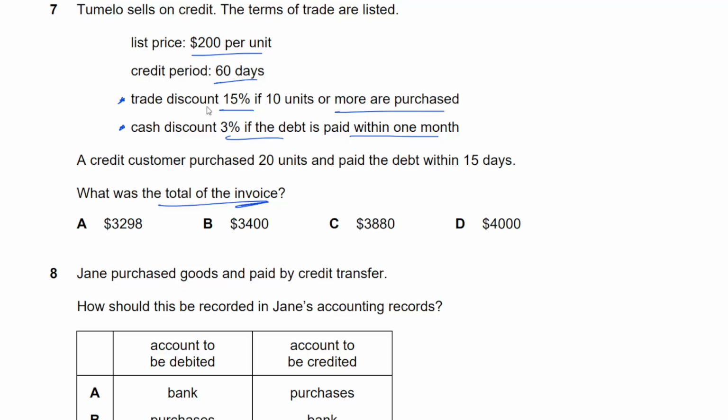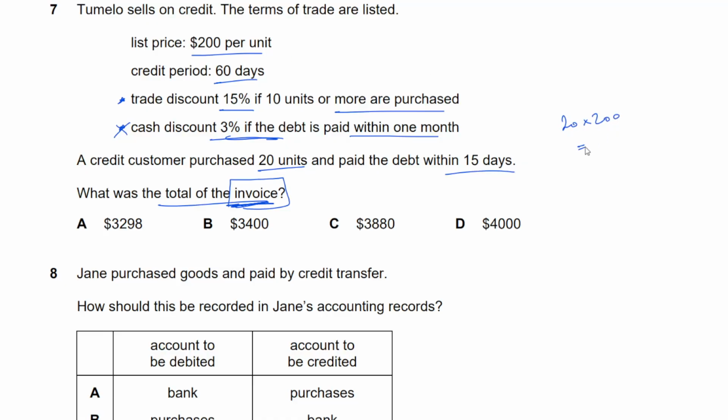Invoice. So this, although the person paid after 15 days, but that's not the question. The question is asking what was the total of the invoice. An invoice is issued at the time of transaction, not 15 days later. This discount was 15 days later. So this is irrelevant to this case, to this question. What was the total of the invoice? Well, the payment was even 3% lesser, but the invoice amount would be, well, 20 units were purchased. So 20 times list price is 200 each.